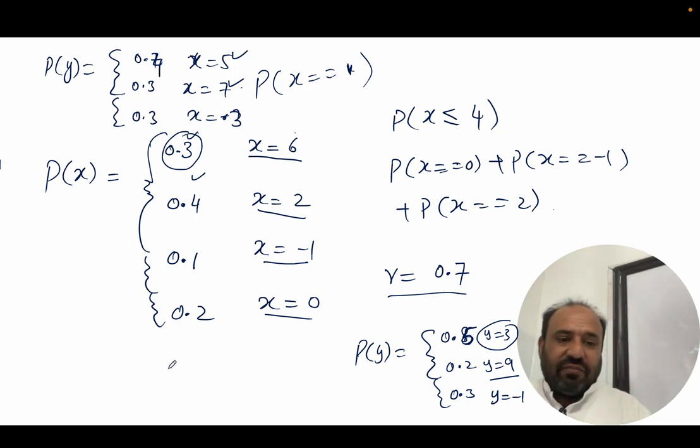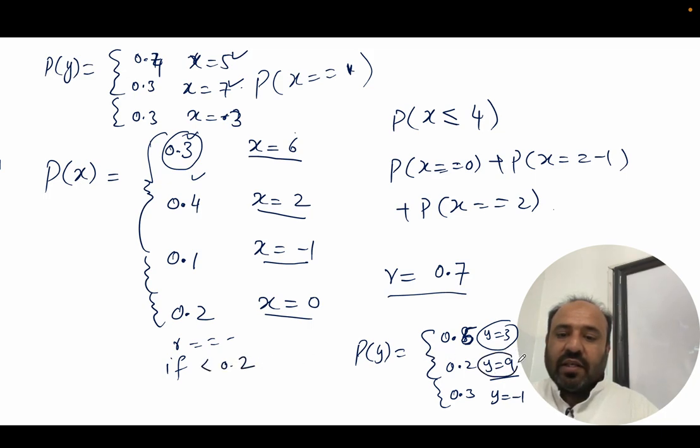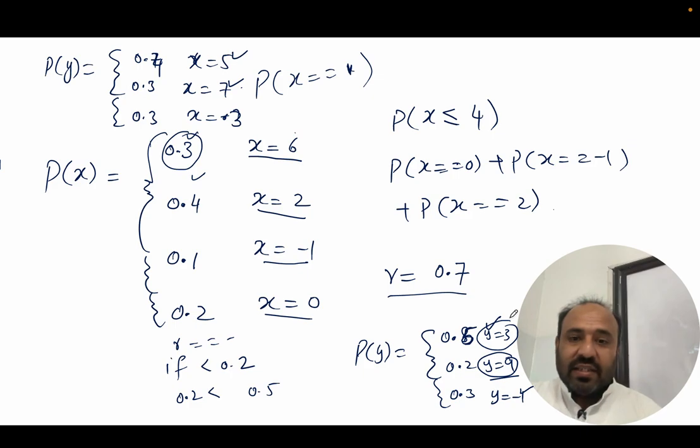See, let's say some number R is generated. If R is less than 0.2, return 9. Yes? If R is greater than 0.2 and less than 0.5, now you have a 30% cushion available. Now you return -1. Okay? Otherwise, you return this. So what I'm asking is, is this code fine?